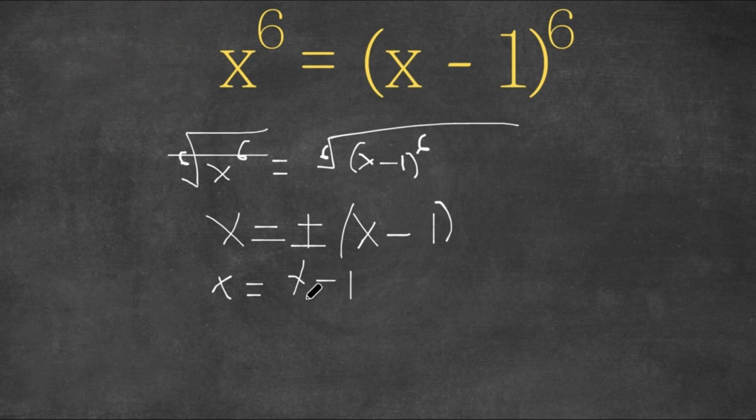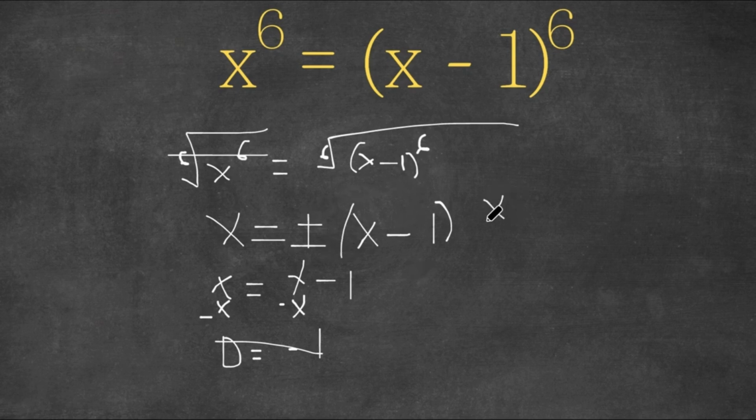Now if we subtract x on both sides, we get 0 equals negative 1. And this is actually a false equation, meaning this wouldn't work. x can't equal x minus 1. So we can't use the positive version. So now let's try the negative version.